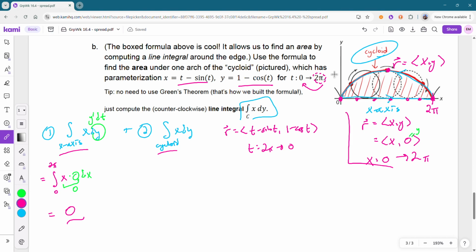Okay. If we do that, then this integral becomes the integral from 2 pi to 0. x is this from our parameterization, so there's t minus sine t. And then dy, once again, becomes y prime dt. Here's our y, and so y prime is going to be positive sine.